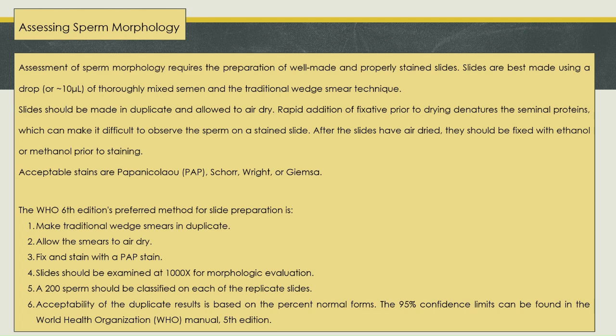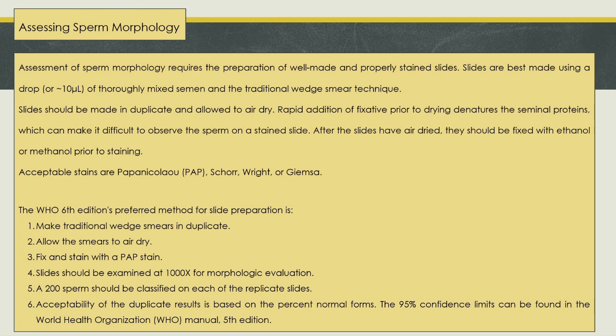Rapid addition of fixative prior to drying denatures the seminal proteins, which can make it difficult to observe the sperm on a stained slide. After the slides have air dried, they should be fixed with ethanol or methanol prior to staining. Acceptable stains are Papanicolaou, PAP, Shorr, Wright, or Giemsa.